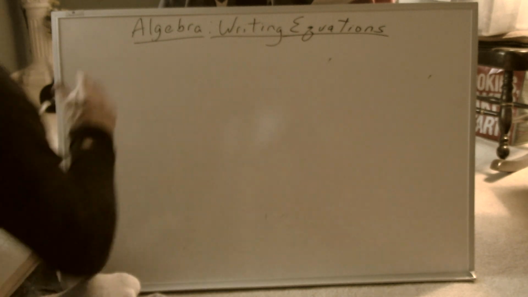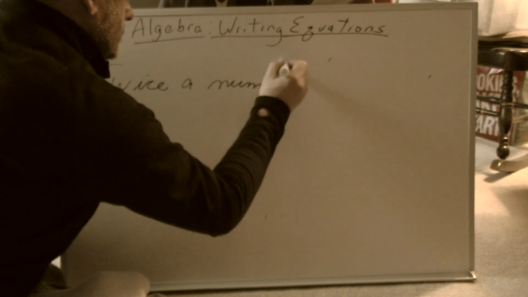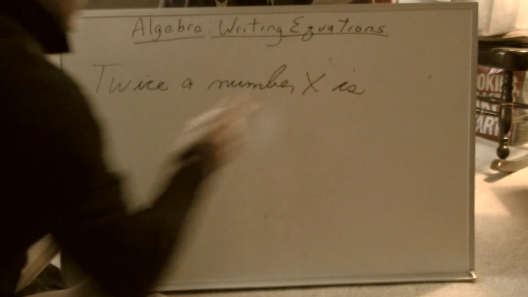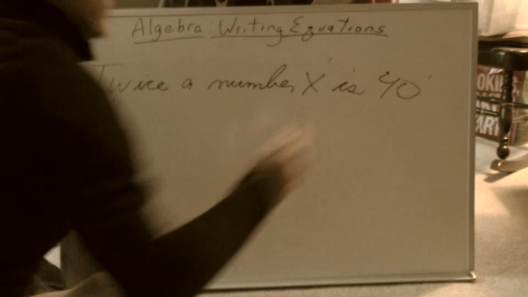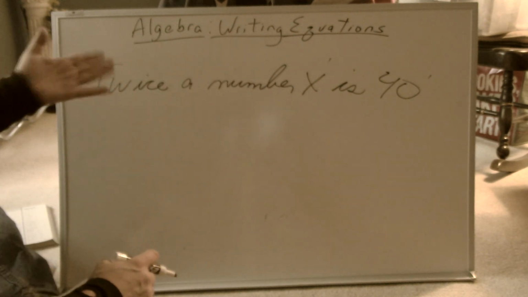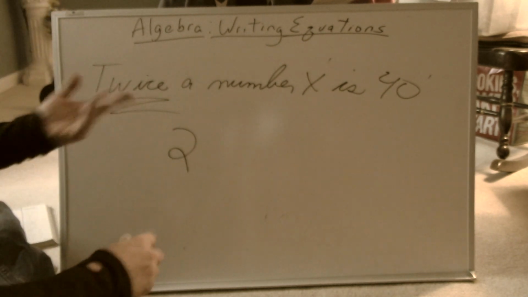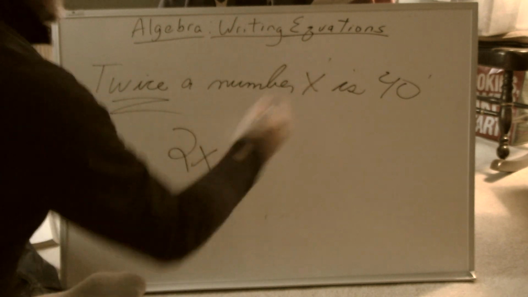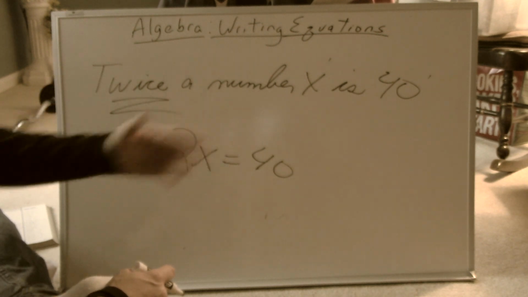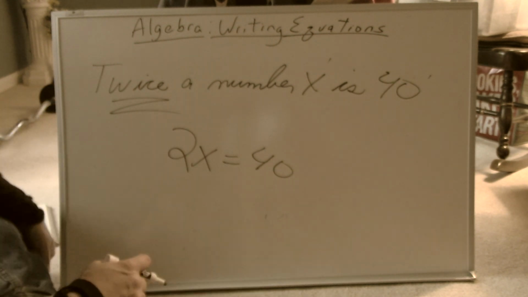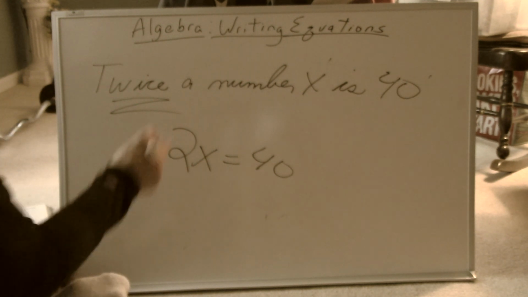Here's an easy one. Okay. Twice a number X is 40. Whenever anything says twice, by the way, it means put a 2. Twice a number. That means 2 times a number. Is, of course, is what? Is 40. Twice a number is 40. So what number times 2 is 40? Well, you could figure that out at home. I mean, it's easy. But let's pretend you couldn't figure it out, right? And your teacher wants you to do the work, so we're going to do the work. 2 times x is 40.